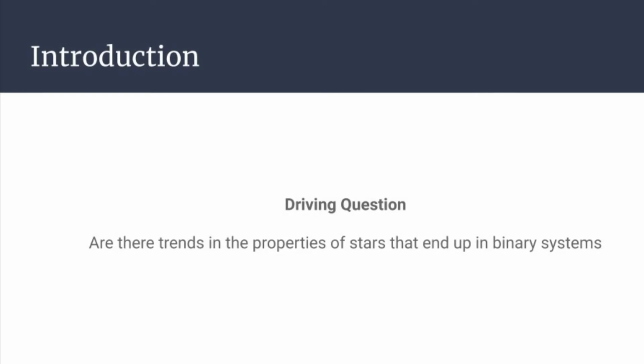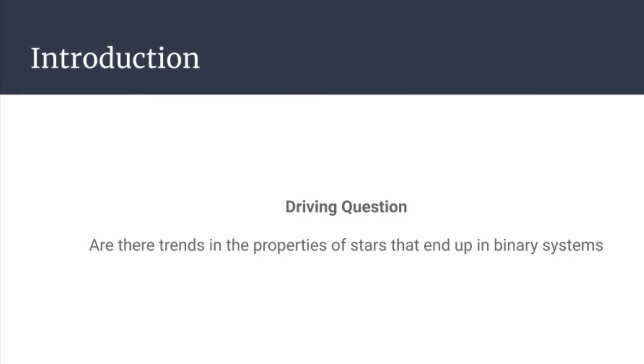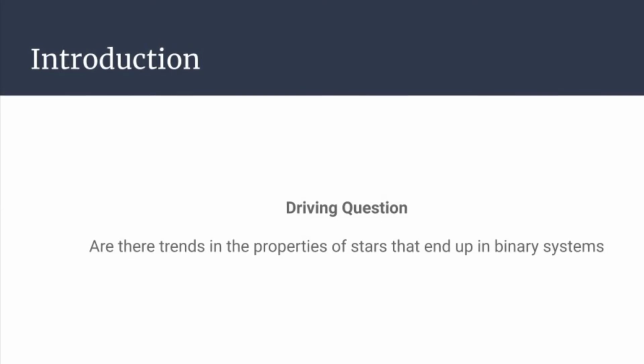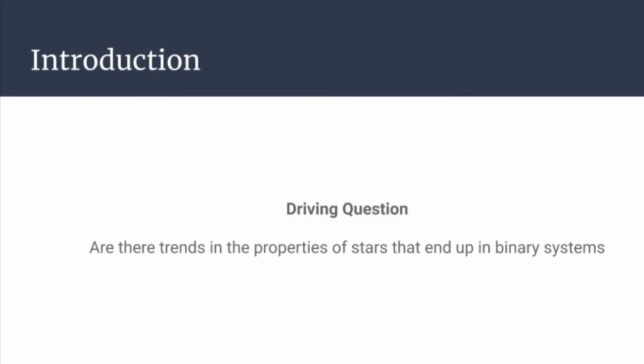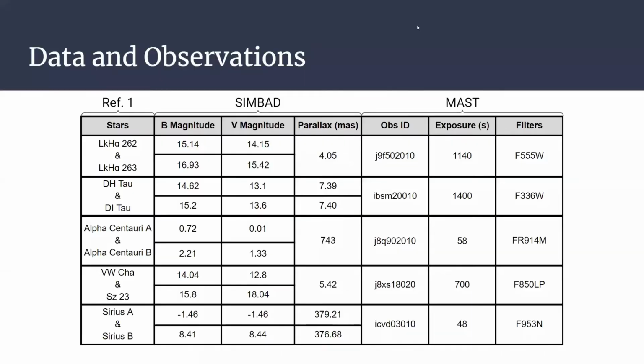We expected to see two different sources of light with their own magnitudes, which will help us calculate their temperatures and luminosities, as we learned to do in our Stars and Galaxies course. Here we have our selected binary systems and their accompanying useful data.